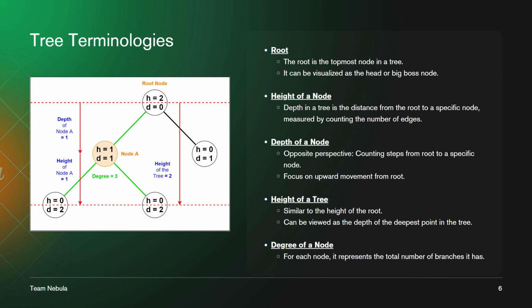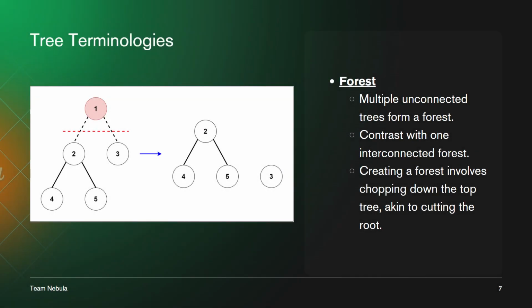Degree of a node. Think of this like counting how many roads lead out of a tree. For a node, it is the total number of branches it has. Forest. Imagine you have a bunch of trees, but they are not all connected to each other. We call this a forest. It's like having several little woods instead of one big forest. And you can make a forest by chopping down the big tree at the top, which is like cutting the root of a tree.